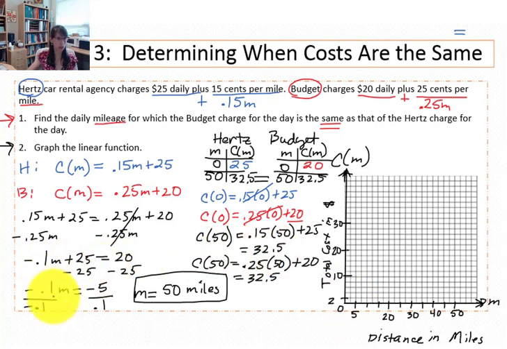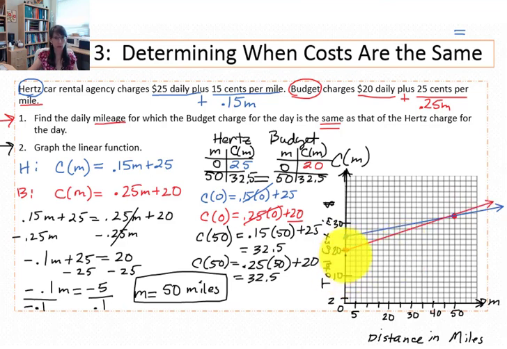I'll start with Hertz, and since I wrote that function in blue, I'll make that line blue on my graph. I'll plot 0, 25. Then I'm going to plot 50, 32.5. When I draw this line, I'm going to use an arrow on the right-hand side because it's possible to travel more than 50 miles, but on the left side, it's not going to be possible to go negative miles. Now, let's plot our ordered pairs for budget. The y-intercept for budget was 0, 20, and our common point at 50, 32.5. Again, I need a line that has an arrow at one end.